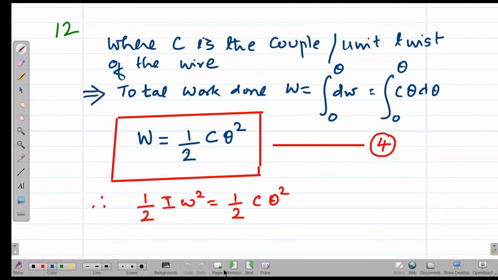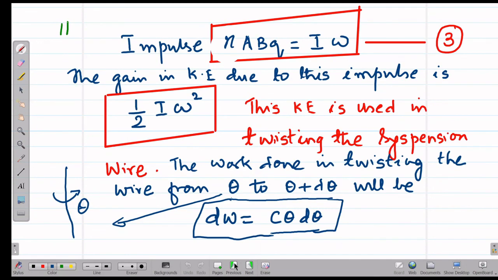We found that because of the deflecting torque, there is an angular impulse, and this angular impulse starts to turn the coil. As the coil turns, it gains angular momentum and also gains kinetic energy. This kinetic energy, half I omega squared, is used in twisting the coil and doing work.